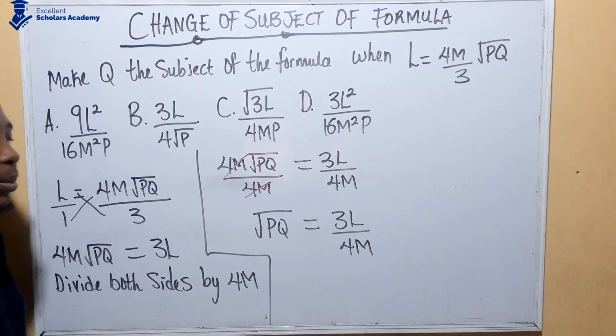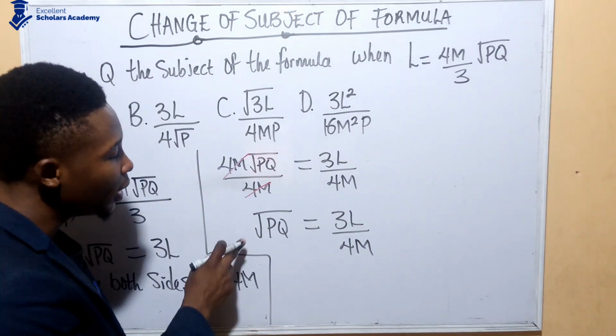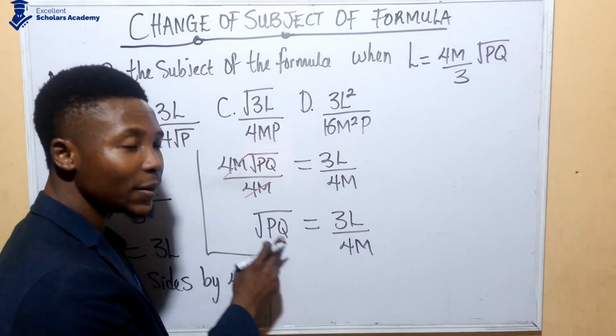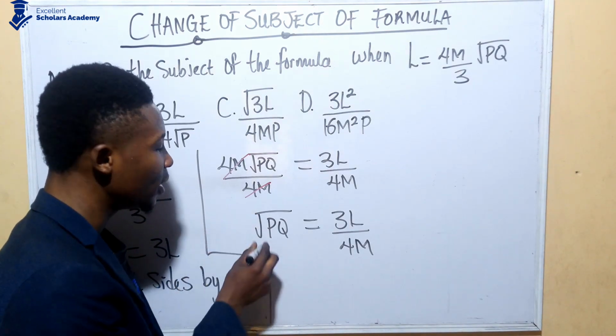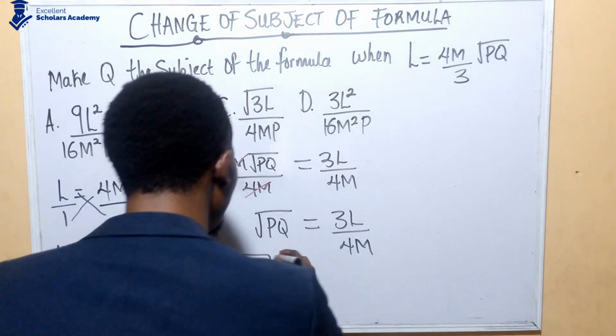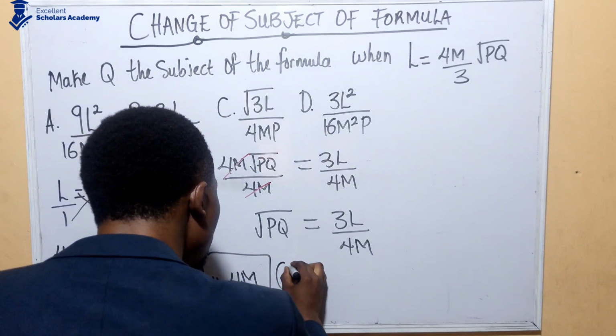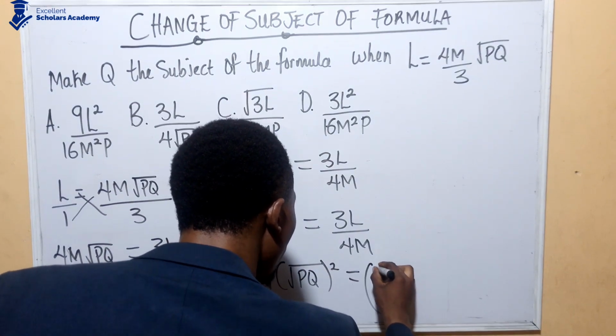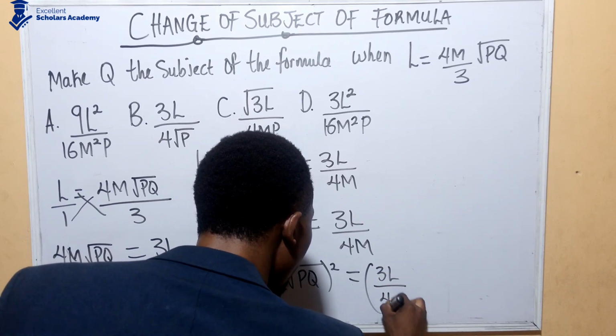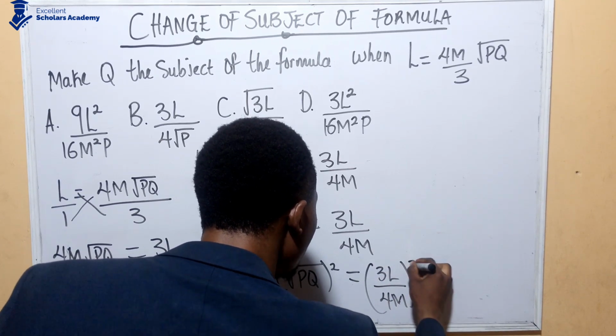Now, the next thing you can do is take the square of both sides, because this cap is covering your Q that you want to make the subject of the formula. Alright? Take the square of both sides. So when we take the square of both sides, it becomes square root of PQ all squared is equal to 3L over 4M all squared.